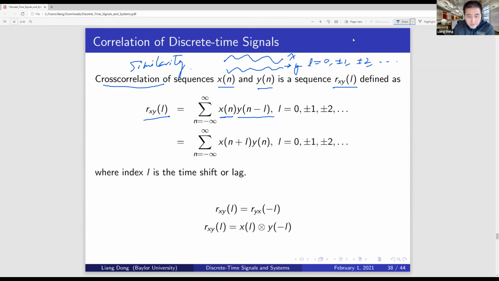Okay. We change the variables. If you change variables, n minus L, you use n prime to represent that, because n is from negative infinity to infinity. So n prime also goes from negative infinity to infinity, and then you change to this format. That's the same effect as the previous equation. That is x n plus L times y n. So the index L is the time shift, or we call that the lag, how you align those two signals.